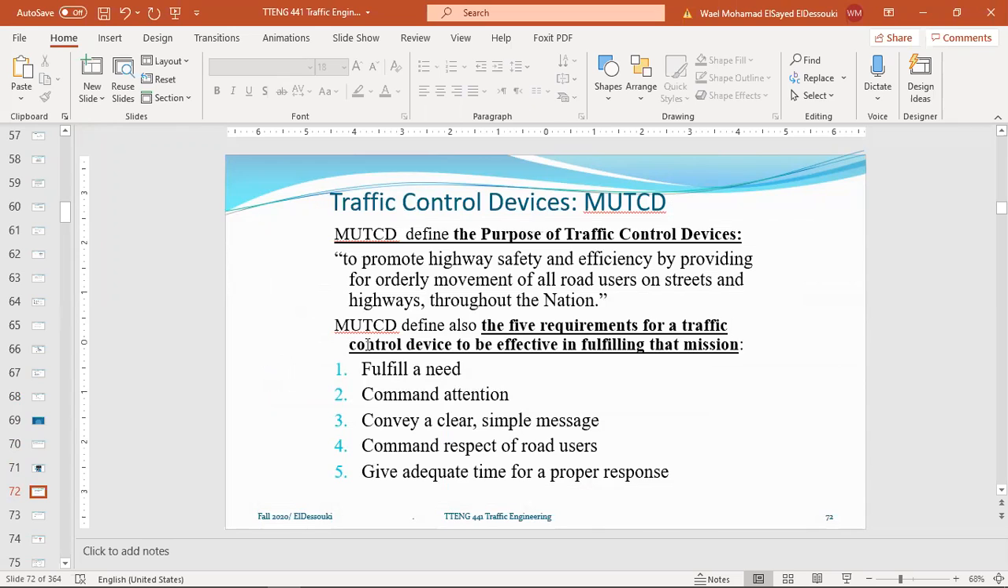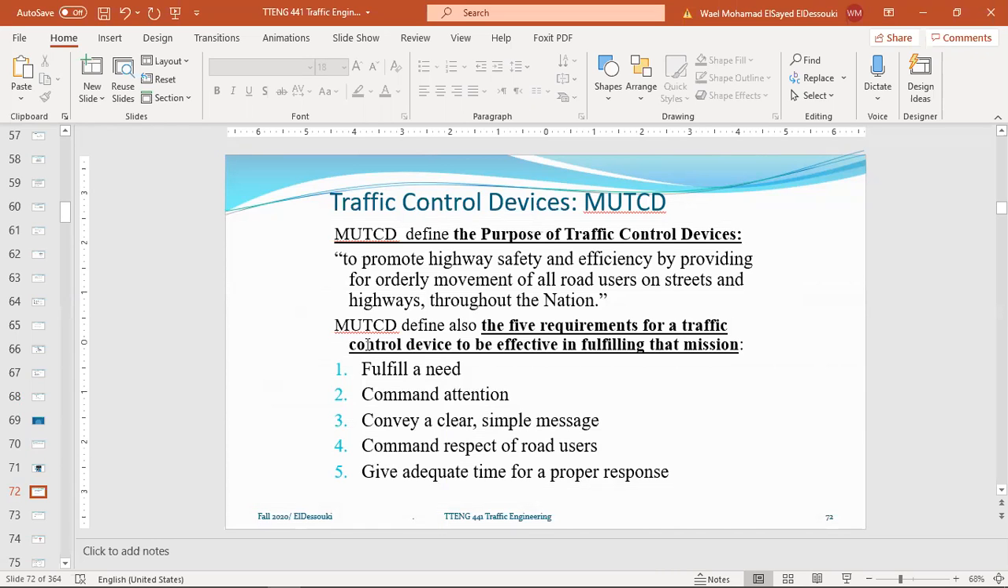First of all, what's the purpose of the traffic control devices? That's defined by the MUTCD. The definition is to promote highway safety and efficiency by providing for orderly movement of all road users on streets and highways throughout the nation. That's the purpose of the MUTCD. How can the MUTCD achieve that? It defined 5 requirements for traffic control devices in order for this device to be effective in fulfilling that mission.